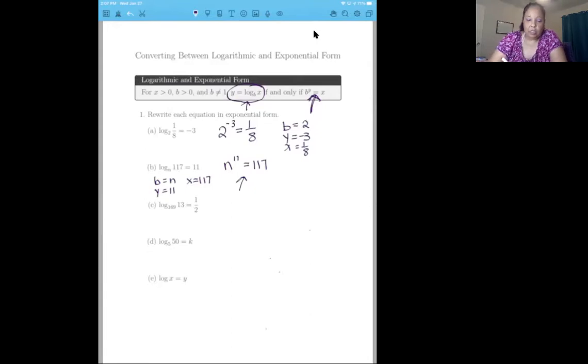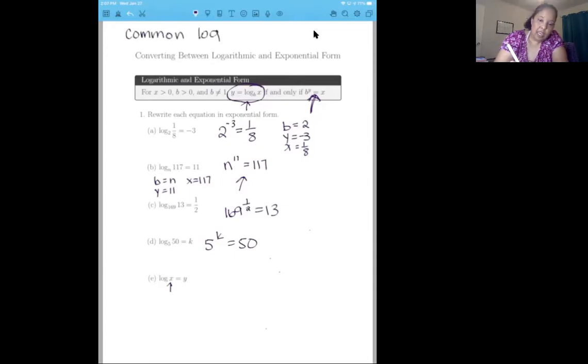Okay, so part C, this is 169 to the 1/2 equals 13. Square root of 169 is 13. 5 to the k equals 50. And then this one doesn't have a base. So this is called common log. If there is not a base, it is understood to be 10.